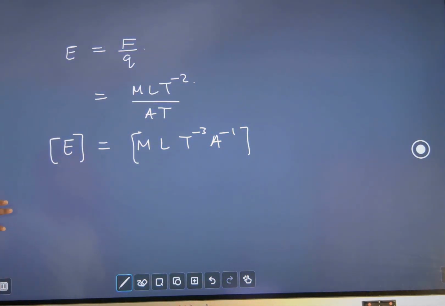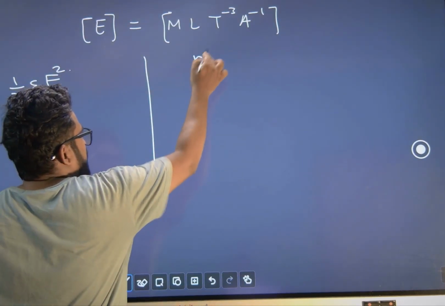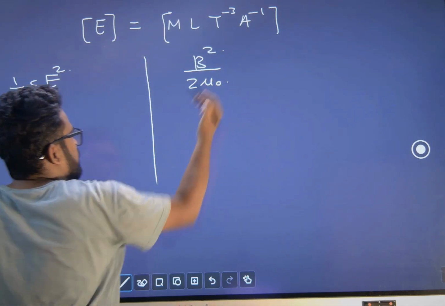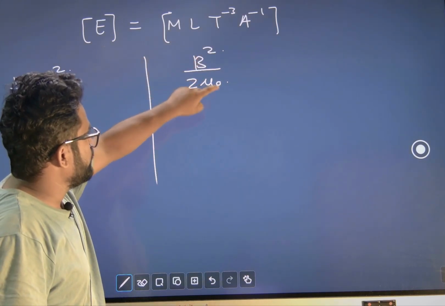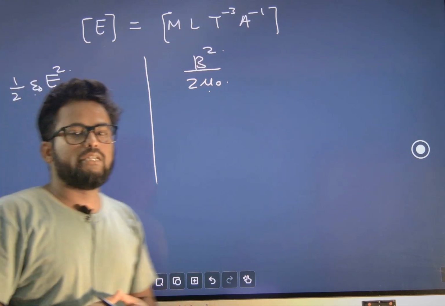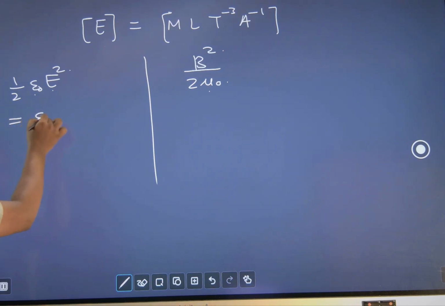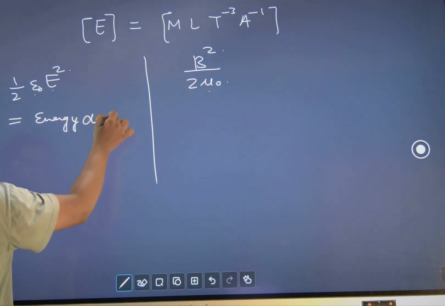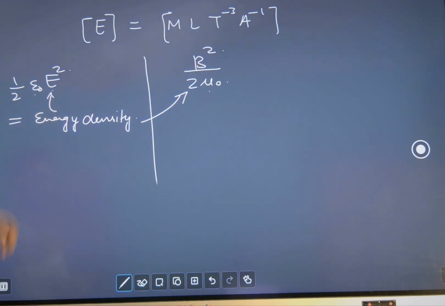Okay. Now, a question they would ask, no? Something like this: half epsilon naught E square, or it can be asked B square by 2 mu naught. Now in this case you will find that E also you have to derive, because you would not remember it, epsilon also you have to derive. Similarly for B square, B also you have to derive, mu naught also you have to derive. So that would become a little bit time consuming. But simply you have to remember this: half epsilon naught E square is called energy density. Both are the same: this is electrical energy density, and that is magnetic energy density.